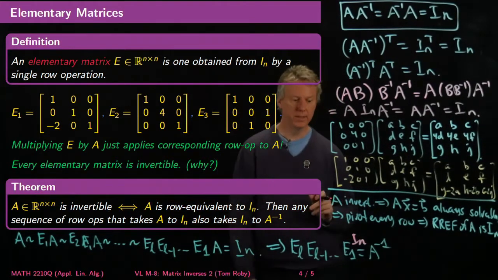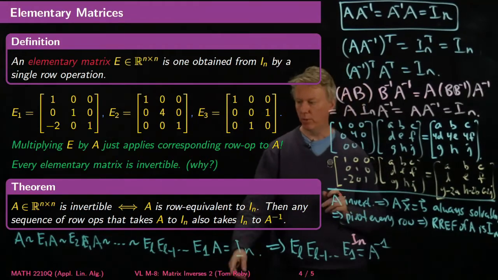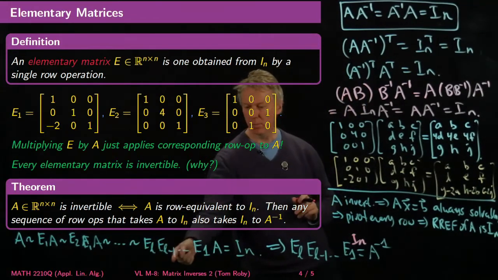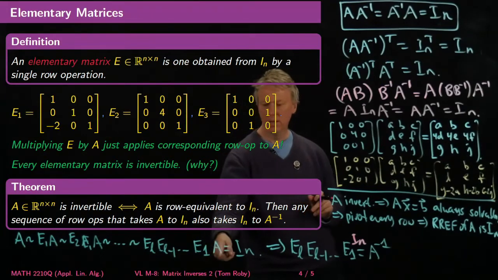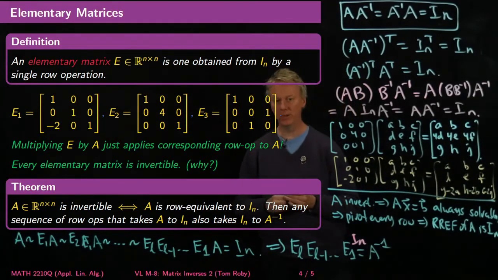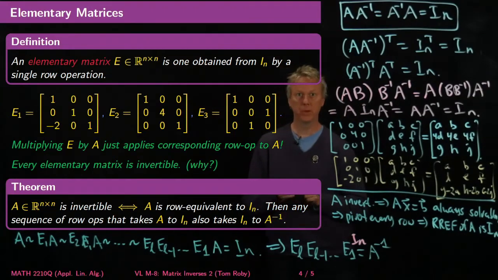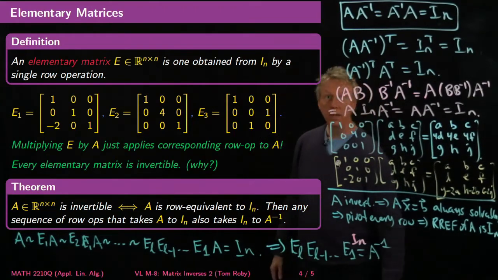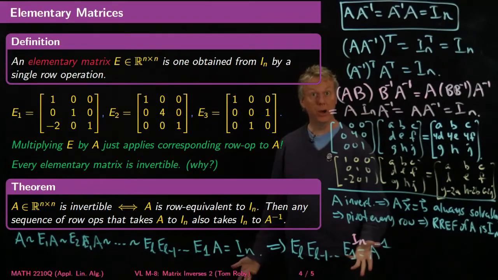And it also shows that this is invertible, right? I mean, we already knew at this stage that it was invertible because we had a product of elementary matrices times A was the identity. And I guess that's another way to see that elementary matrices are invertible. Okay? So in the next slide, we'll see how to turn this into an algorithm.